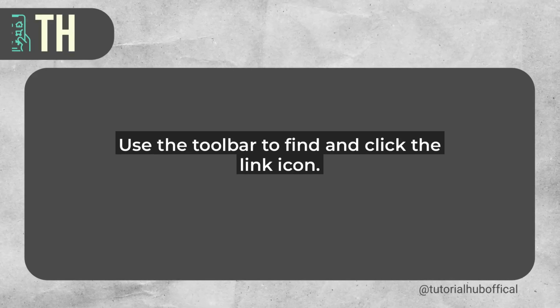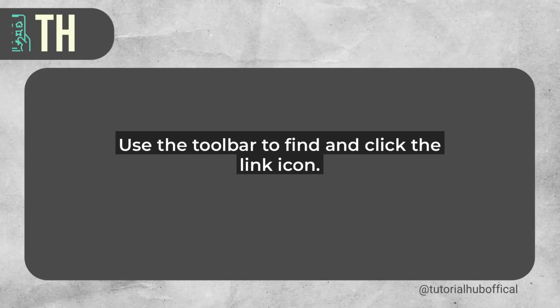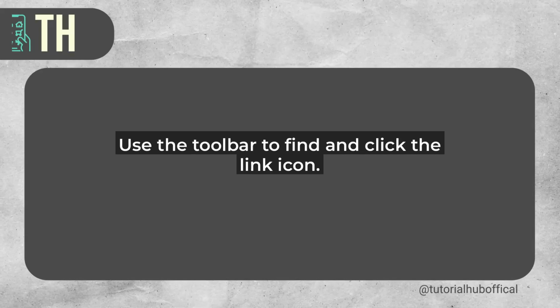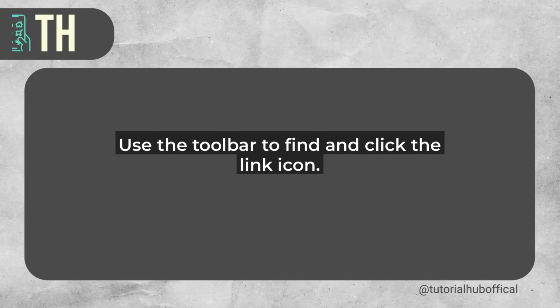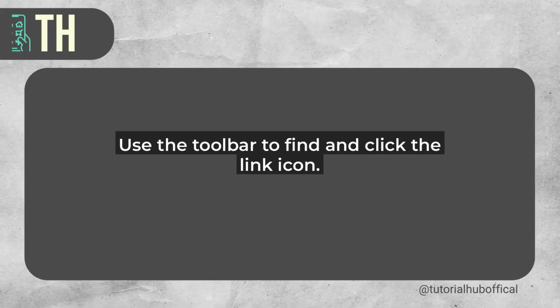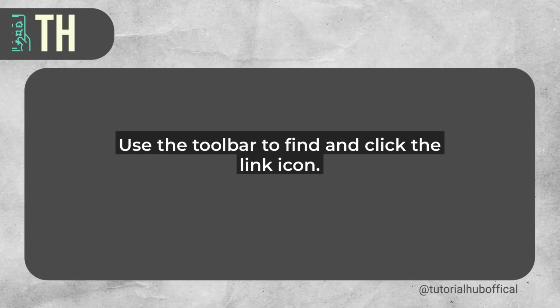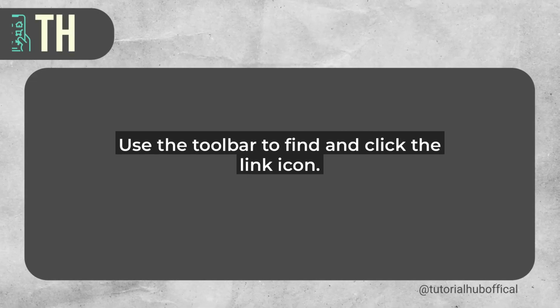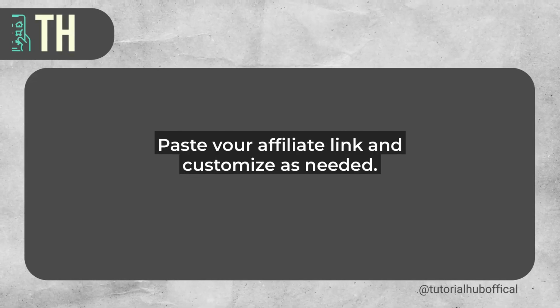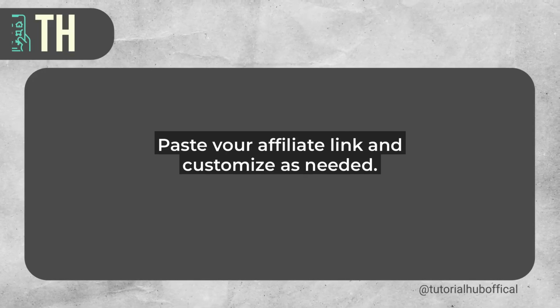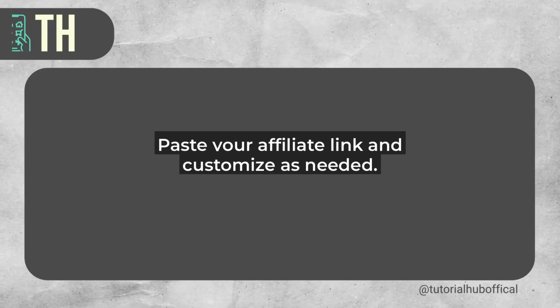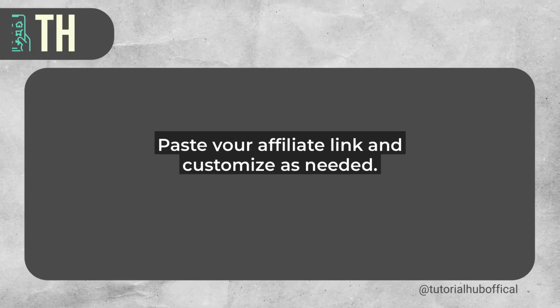Step 2. Look for the link tool in the toolbar. It's usually an icon that looks like a chain link. Click it, and a pop-up window will appear. Here, paste your affiliate link. Remember, for 2025 updates, Google Sites might have enhanced security, so double-check that your link is from a reputable source to avoid any issues.